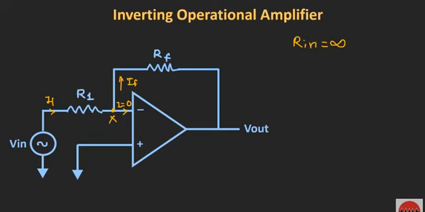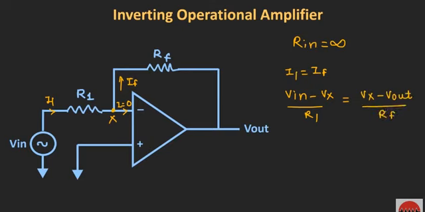It means that we can write I1 as Vin minus Vx divided by R1, where Vx is the voltage at this particular node. Likewise, we can write the current IF as Vx minus Vout divided by RF. Now if we apply the concept of virtual ground, then this node X should have zero potential because the non-inverting input terminal is grounded. So the value of Vx should be equal to 0.